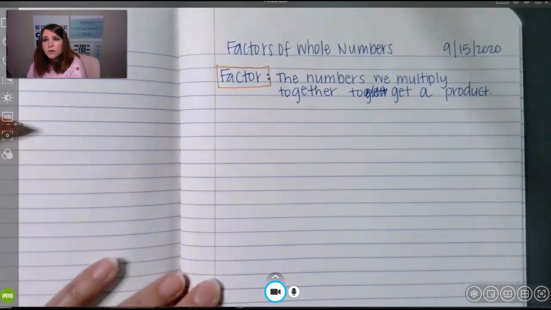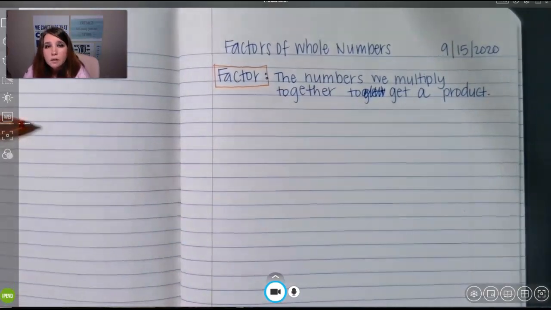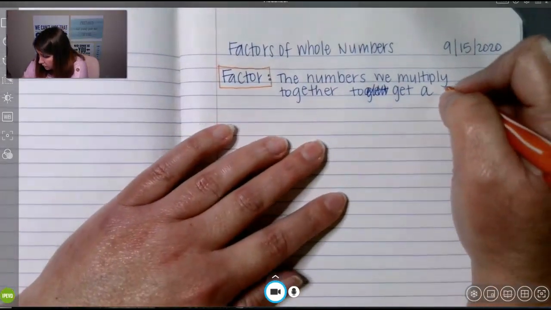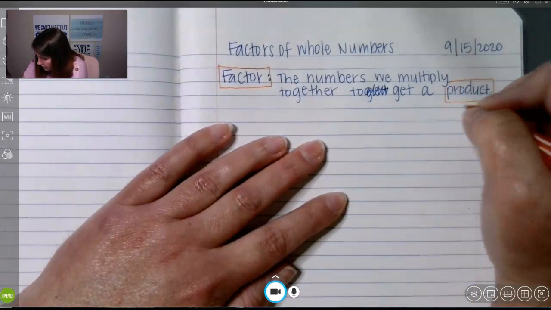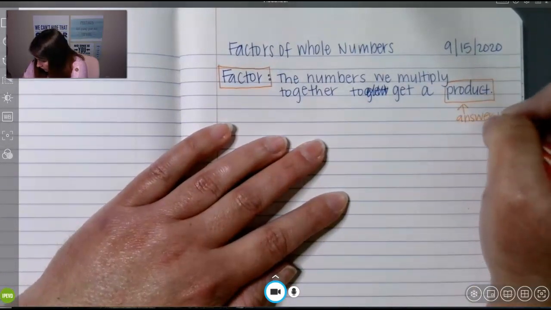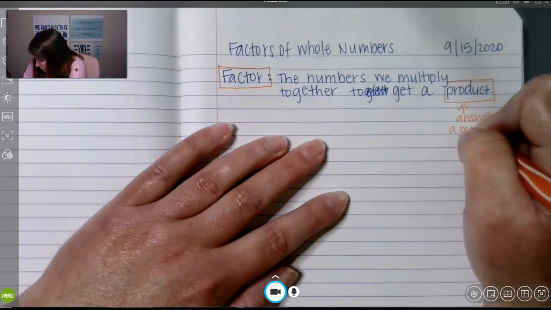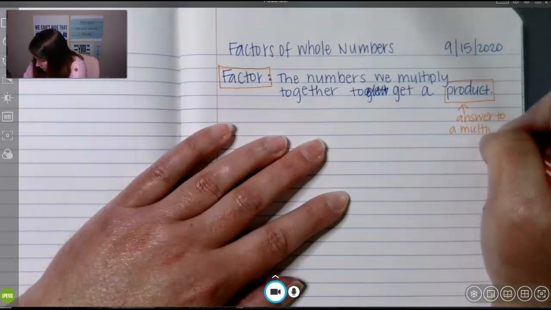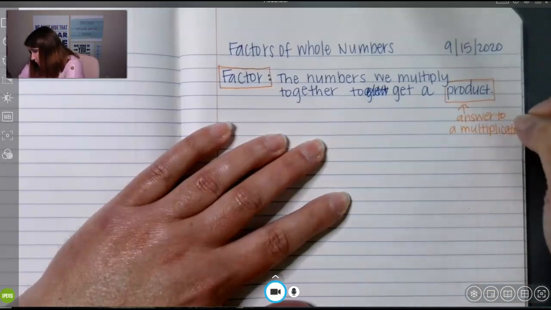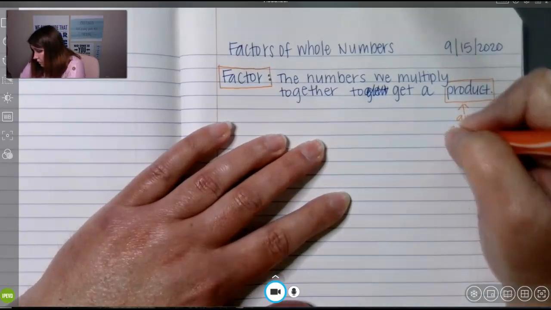All right, what do we know about the word product? What is a product, though? Well, a product is the answer to a multiplication problem. So the product, we want to make sure that we know that this word here is the answer to a multiplication problem.